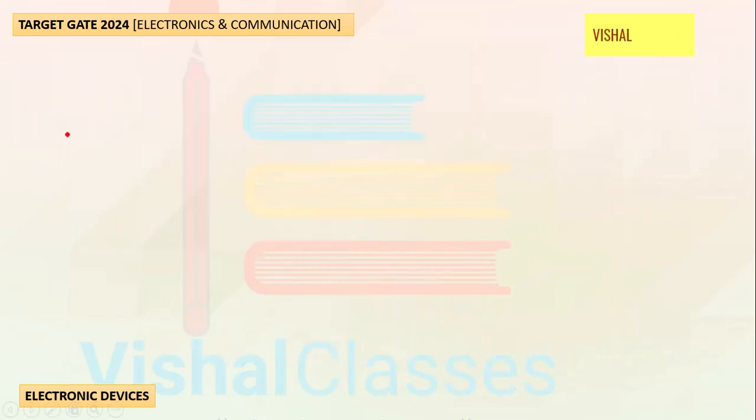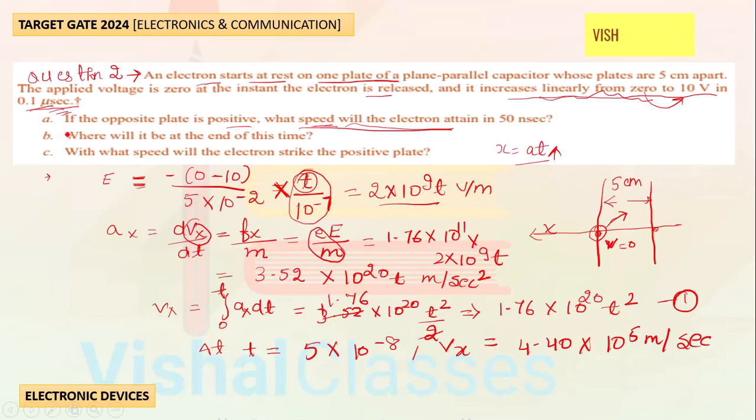These two questions will be your assignment: where will it be at the end of this time, and with what speed will the electron strike the positive plate. If you could not solve this, then you can ask me personally.